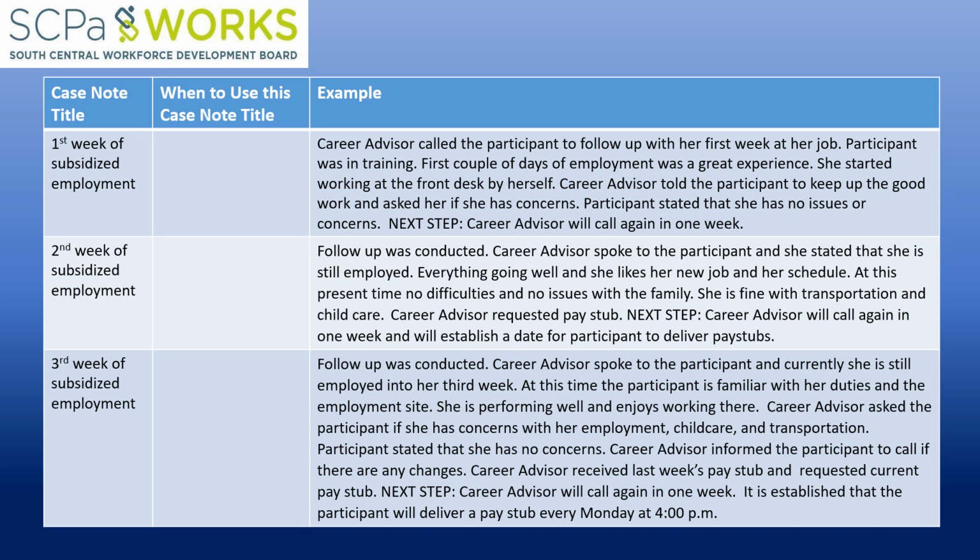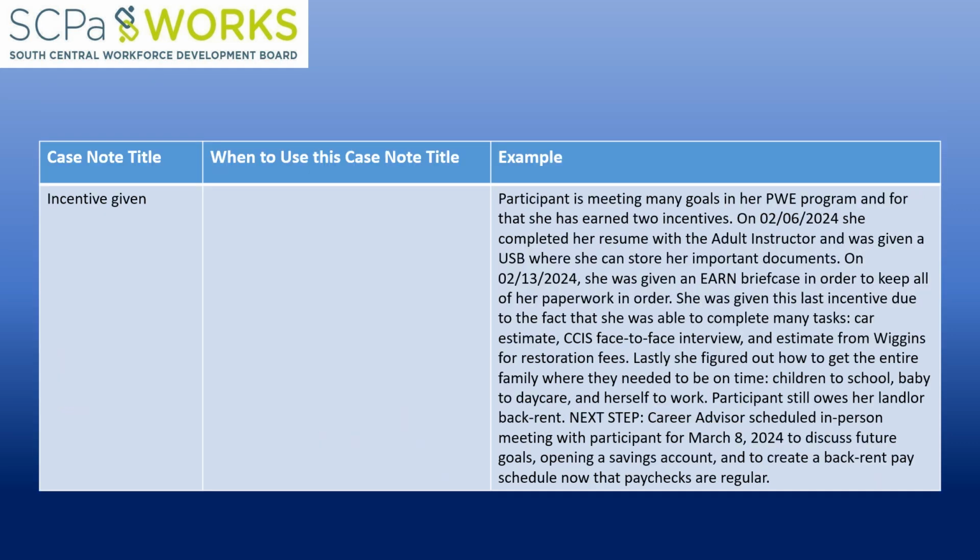Weekly follow-up phone calls with participants are pivotal in understanding the low or high performance of a participant while they are engaged in on-the-job learning, paid work experience, or a registered apprenticeship. Incentives, stipends, and supportive services are all reason for detailed case notes that explain what happened, why it happened, and when it happened. What was the solution? How was support provided? And what is the next step in this participant's journey to long-term self-sustaining employment?